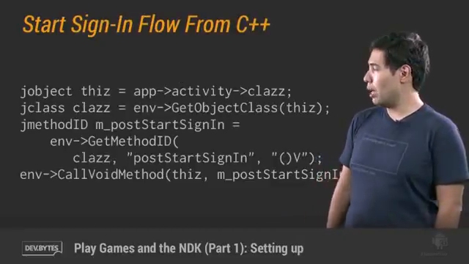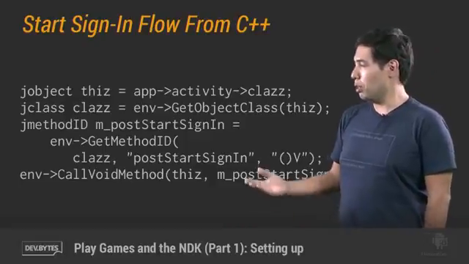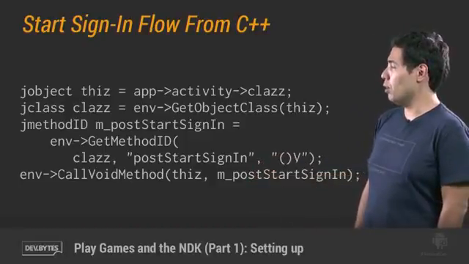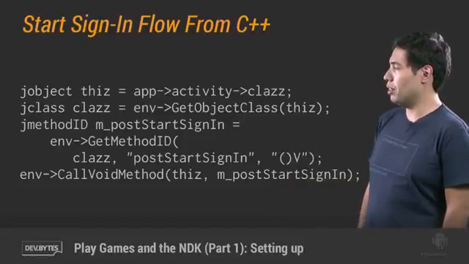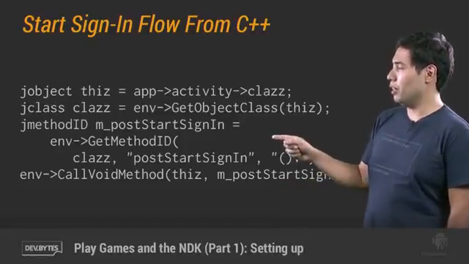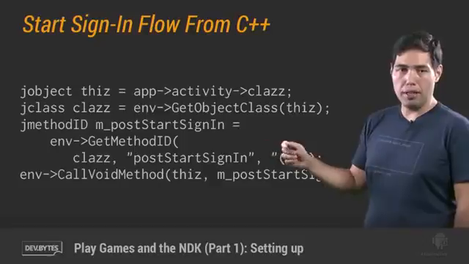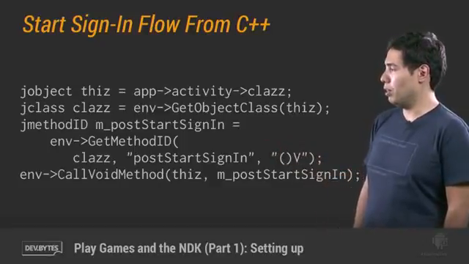Now let's show how to actually start the flow from C++. So nobody's afraid of JNI, right? This is how we invoke that method using JNI. It's just standard JNI. You just get the activity object, the activity class, and then we get the method ID for our method, and then invoke it.